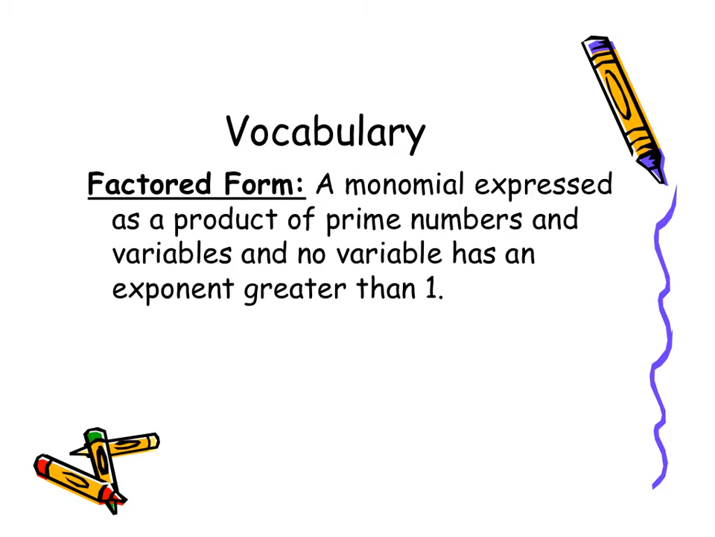Alright, another piece of vocabulary. Factored form. A monomial is in factored form when it is expressed as a product of prime numbers and variables, and no variable has an exponent greater than 1.